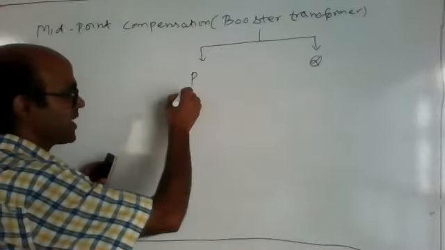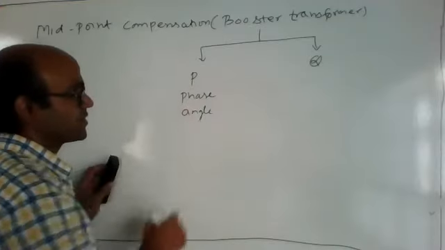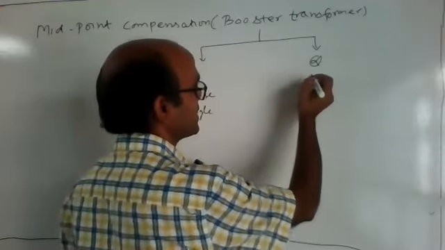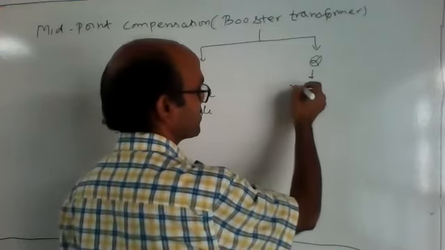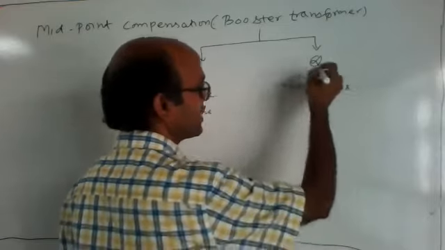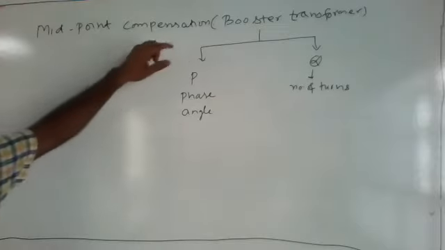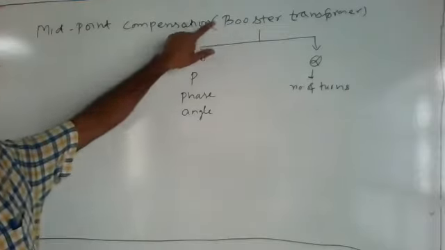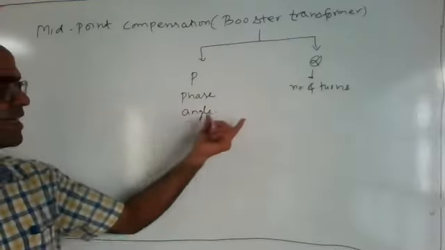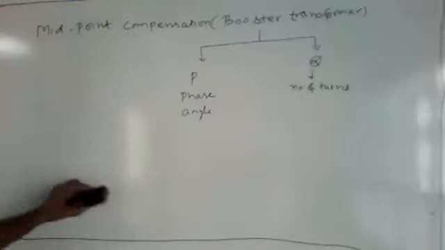If we are changing the phase angle, then we can change real power, and if we are changing the number of turns, then we can change reactive power. So this is the midpoint compensation where we are using a booster transformer. By a booster transformer we can change phase angle as well as number of turns. So how will we change it?